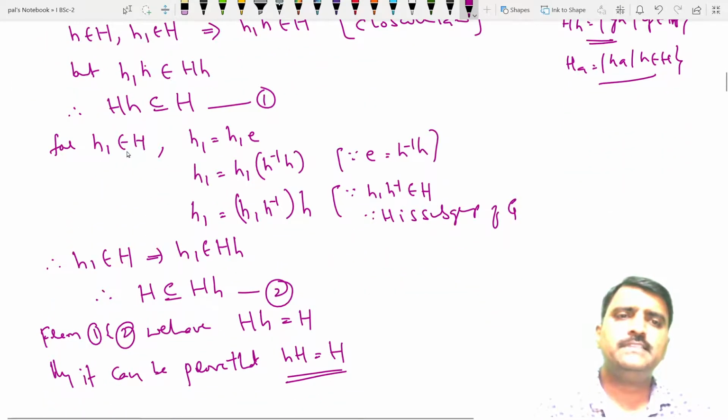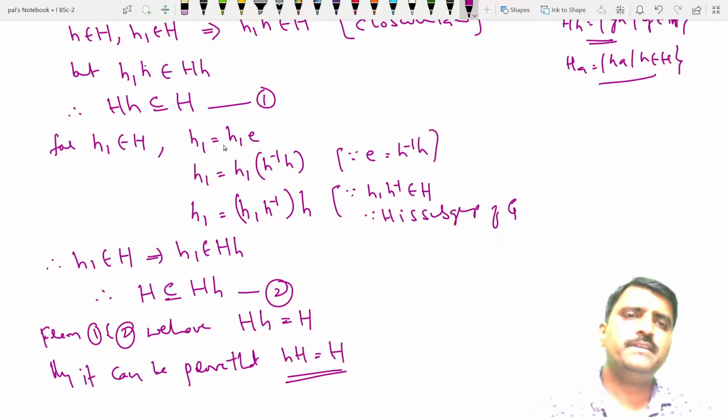Similarly here you take h1 as an element of H. h1 can be written as h1 into e, and e can be written as h inverse into h. Now if we use the associative property, this becomes h1 into h inverse into h. All the elements that come in this format are in the right coset HH, because this is an element of H into H, which means it is an element of HH. But actually h1 is an element of H. In the same way, we can prove that all elements in H are in HH. So therefore H is a subset of or equal to HH. Similarly we can prove this, H into H is equal to H.